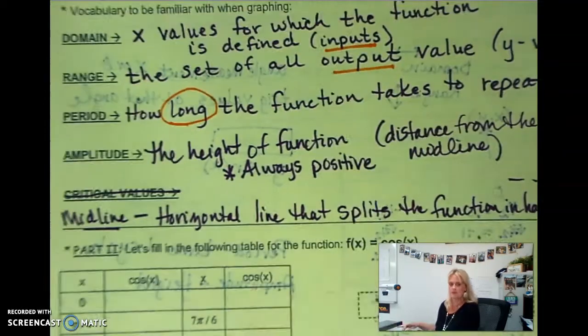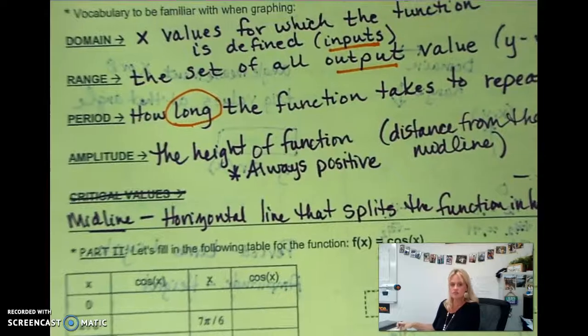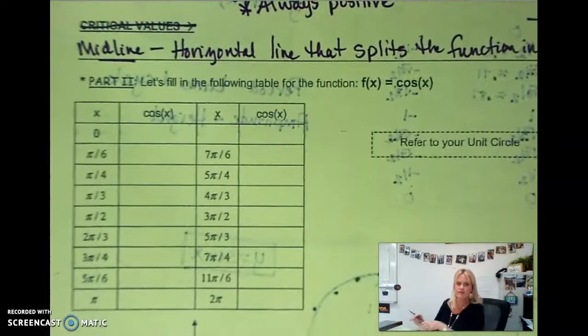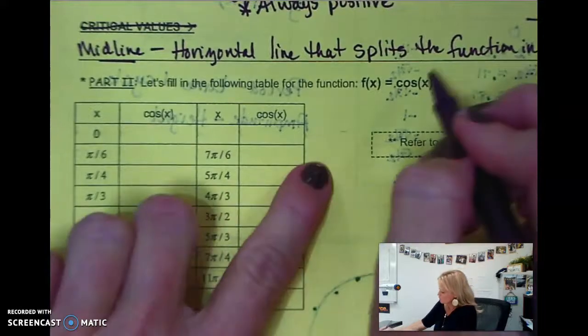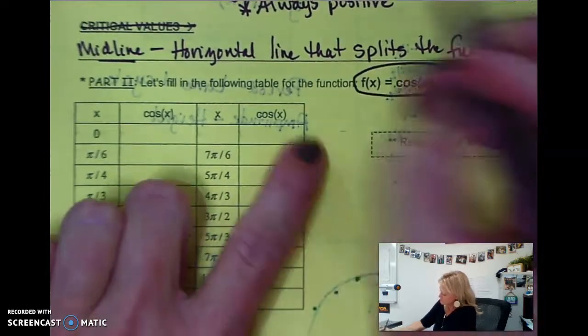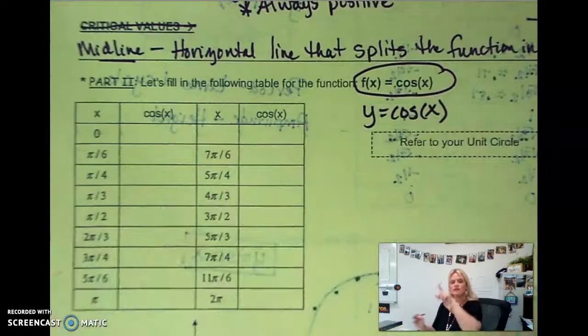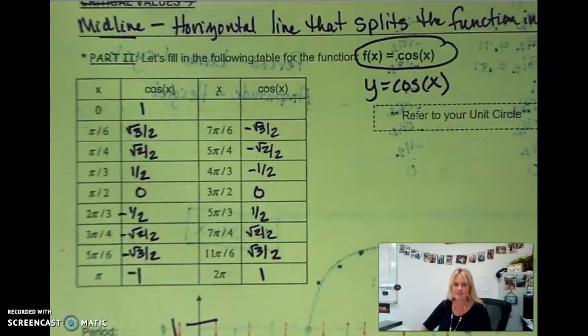Okay? So on your own, what I want you to do now is fill out the parent graph or chart for the cosine value. So y equals the cosine of x. So now take your unit circle and you're looking for all of the x values all the way around the cosine function. Okay, so hopefully you filled that out correctly.